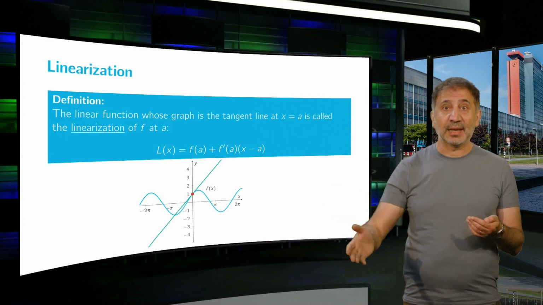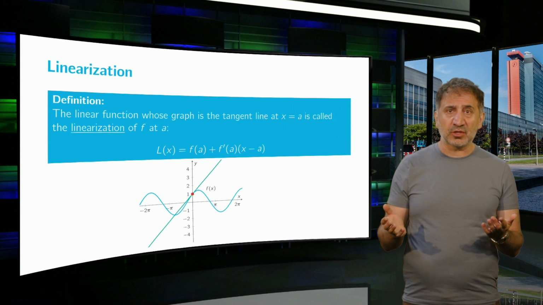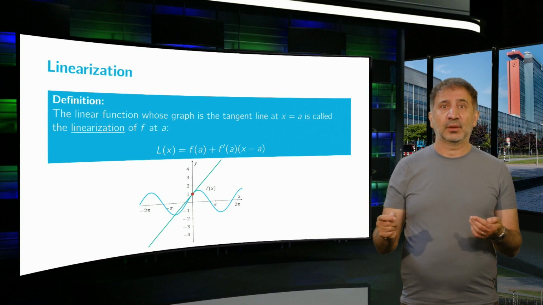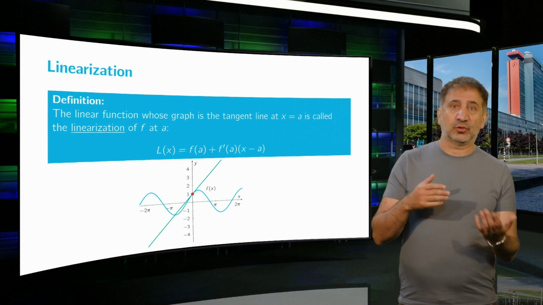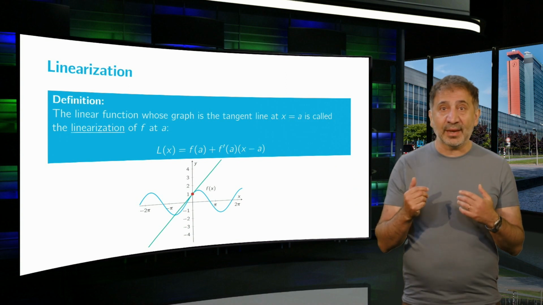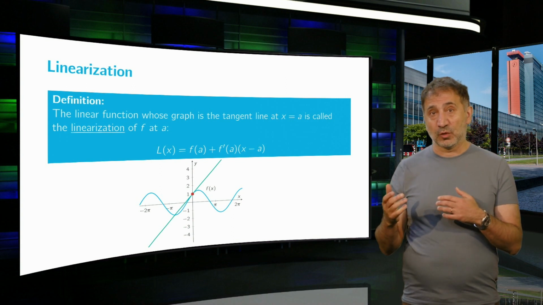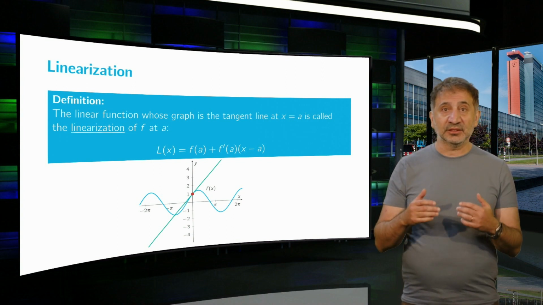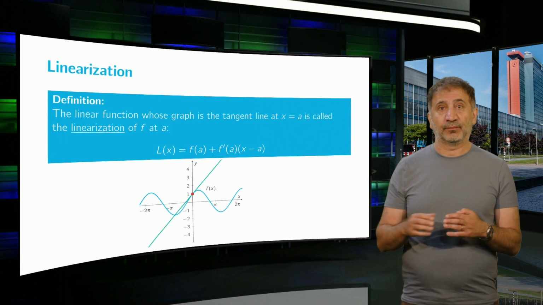Look at this green line. It is a poor approximation of the blue graph. It doesn't follow the twists and turns of the graph of the function. But if you zoom in on the vicinity of the point 0, 1, then they are essentially indistinguishable.